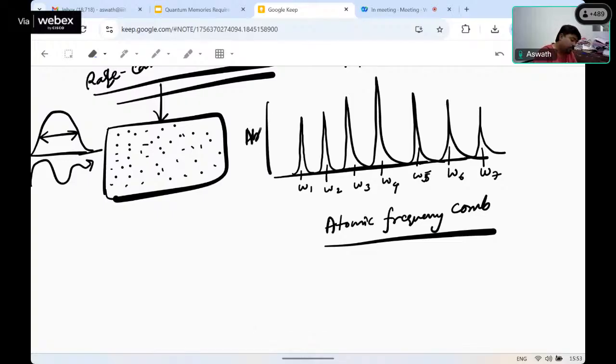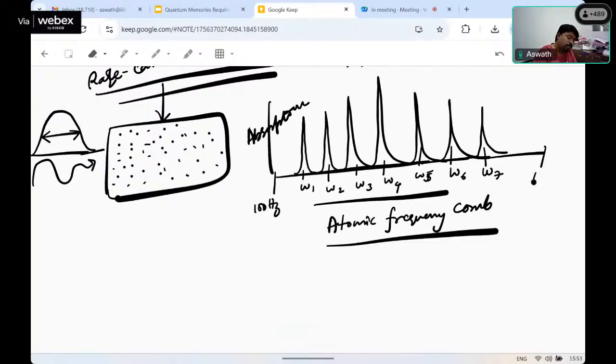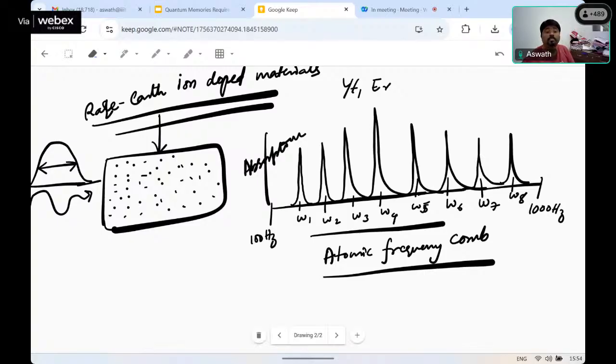So this is absorption versus frequency. I have all the frequencies. The window of frequencies is, for example, let's say some 100 hertz to some 1000 hertz. But only at omega 1, let's say 200 hertz, 300, 400, 500, 600, 700, 800 hertz, only at those frequencies is the light being absorbed, not in other cases. I don't see 150 hertz being absorbed.